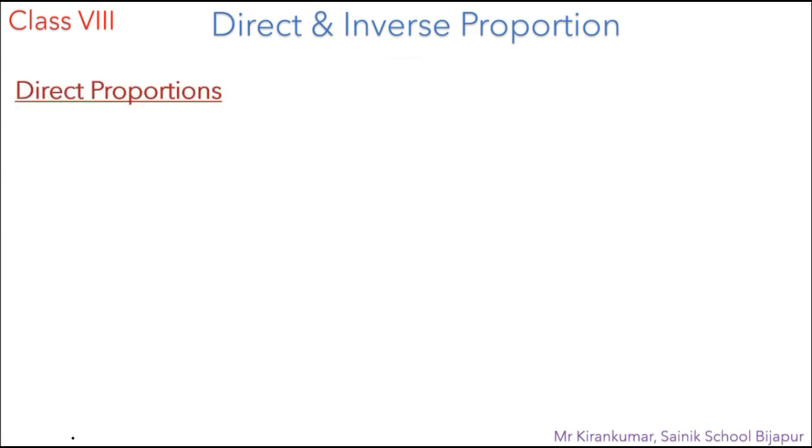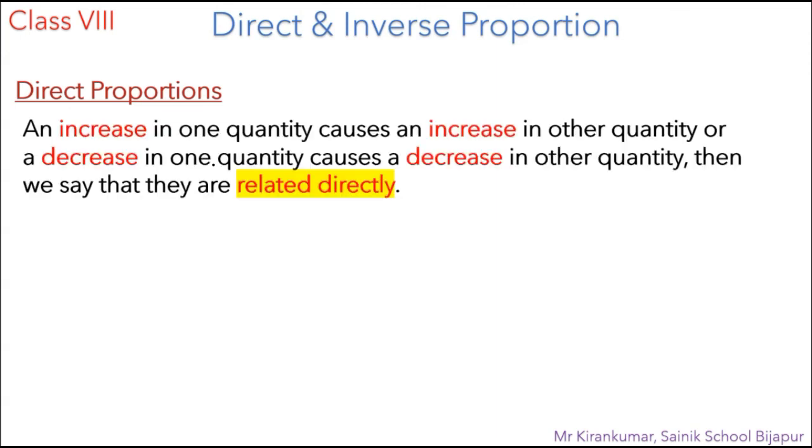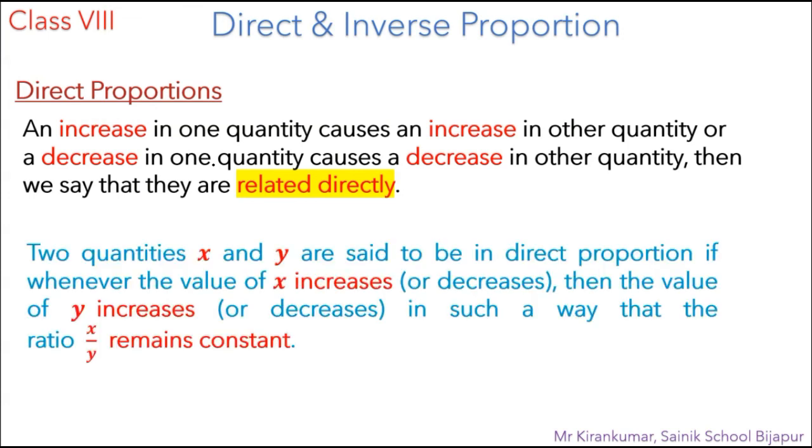Now we shall take up direct proportion and learn direct proportion in detail. An increase in one quantity causes an increase in the other quantity, or decrease in one quantity causes the decrease in the other quantity, then we say that they are related directly. In such cases, their ratio will be constant. If I define it in the other way, two quantities X and Y are said to be in direct proportion if whenever the value of X increases or decreases, then the value of Y increases or decreases in such a way that the ratio X by Y will remain constant.